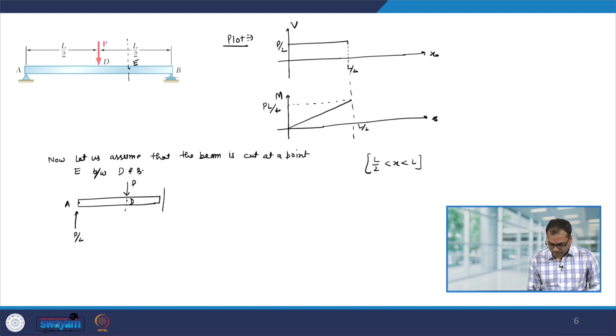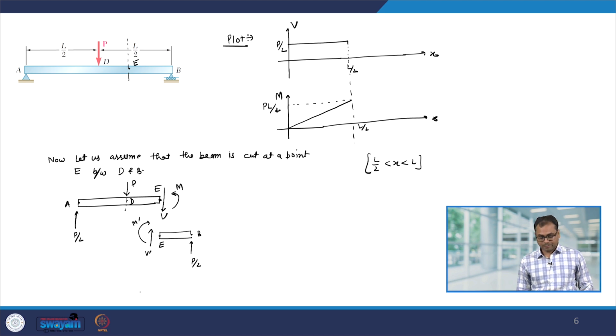Now at this end, let us take the positive convention. So we have bending moment M and shear force V, and on the right hand side we have point B, external force is P by 2, and this point is of course E, this point is also E. We have V prime force and the bending moment M prime. So this distance is, let us say, x, and we also know that this is L by 2. Therefore, this distance will be x minus L by 2.